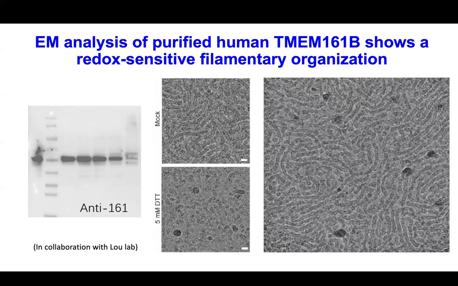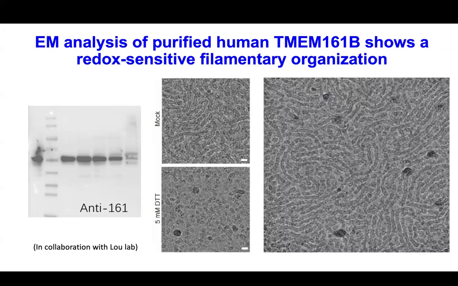From the negative stain sample, they noticed that the purified protein, 161B, actually formed this striking filament structure under normal condition, and that can be changed into a dispersed configuration with the reducing agent, the DTT.